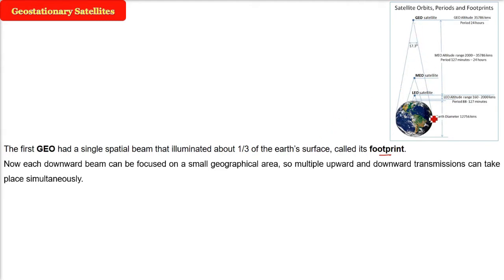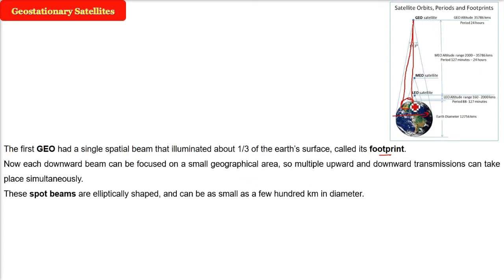Nowadays, each downward beam can be focused on a small geographical area. If you are from the United States, why do you want to cover the whole Earth? You will concentrate on the United States. So multiple upward and downward transmissions can take place simultaneously. This small area, or the field of view or the beam area, these are the spot beams. They are elliptically shaped like an egg, and they can be as small as a few hundred kilometers in diameter.